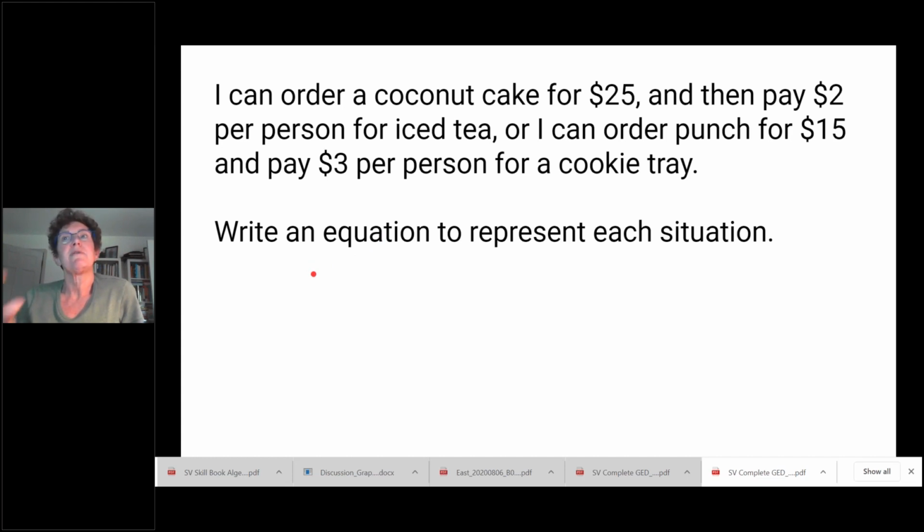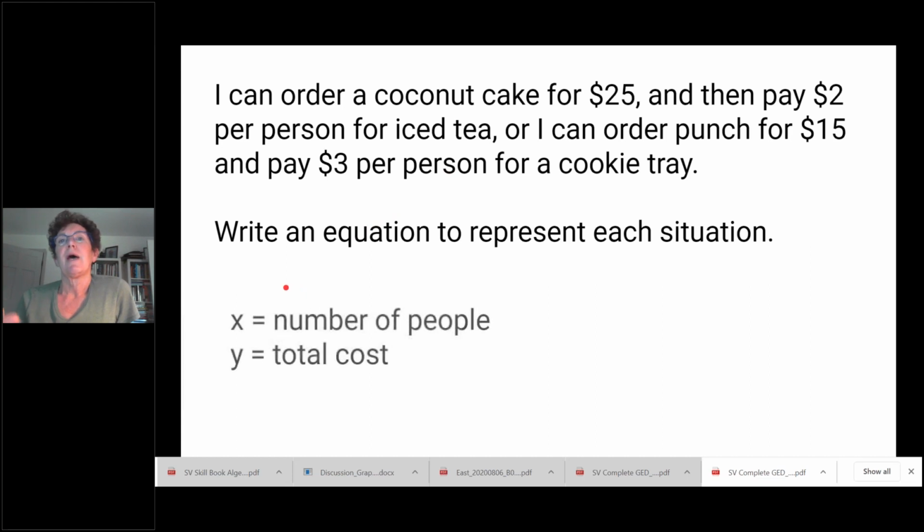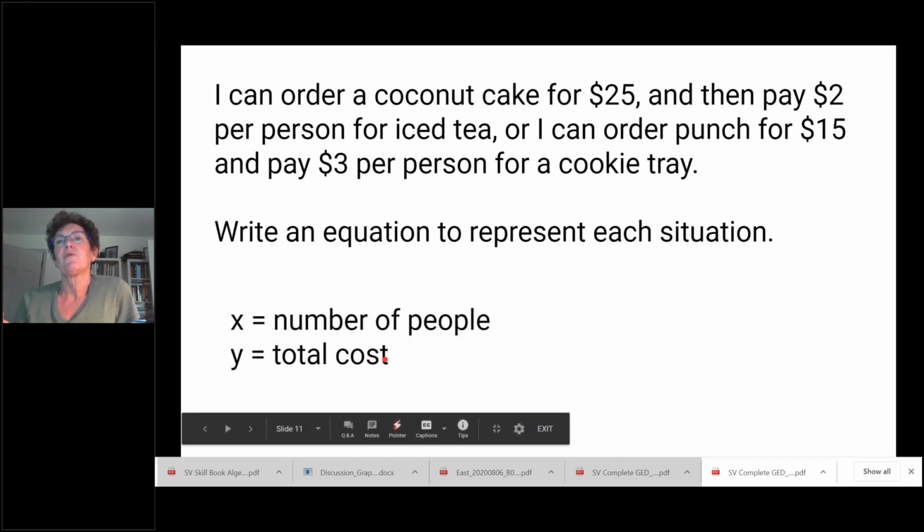So again, what are my unknowns? I want to define my variables. I see that I have per person for each one, so number of people is one of my variables. And whenever we're talking money, usually the other unknown is total cost. So the question I'm thinking of is, what will my total cost be for these two situations? So X is the number of people and Y is my total cost.